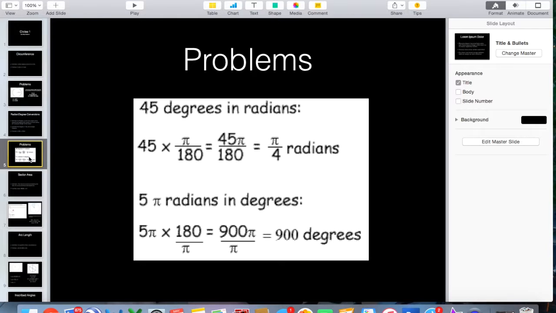Problems. 45 degrees in radians. 45 times pi over 180, which would equal 45 pi over 180, which would simplify to pi over 4 radians. The next problem is 5 pi radians in degrees. So it would be 5 pi times 180 over pi, and that would simplify to 900 pi over pi, and we would just have to cross cancel pi, and it would lead to 900 degrees.